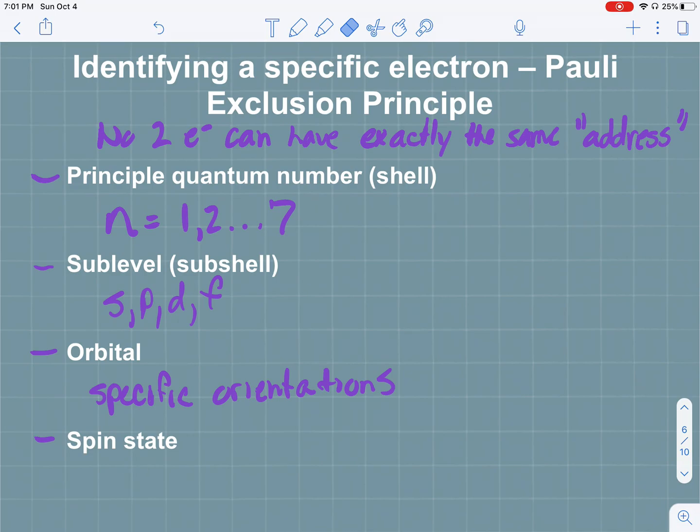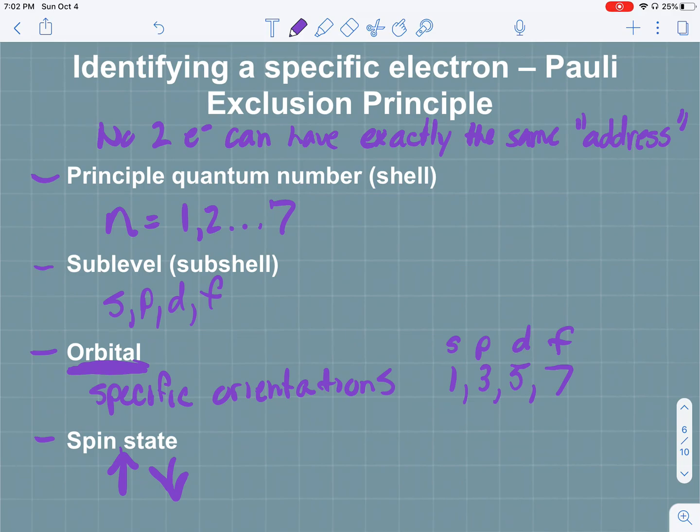And then spin state is the final piece of the address. And basically you have two choices there, an upspin or a downspin. So there are 7 possible principal quantum numbers. There are 4 possible sublevels. There are 1, 3, 5, or 7 possible orientations, depending on whether you're in an S, a P, a D, or an F sublevel. And then there are 2 possible spin states. So what that means is that any one of these orbitals can hold at most 2 electrons, one in an upspin and one in a downspin.